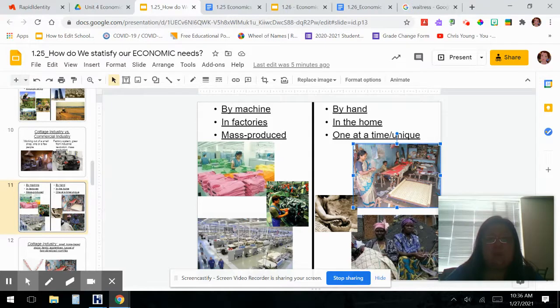Looking on this side, this looks like maybe someone's home. And on this one, we have two ladies that are sitting together and working, and you can tell that they're working by hand. This is like a table, but in neither picture do I see like a fancy machine. And it looks like it's taking time to make these because they're doing it with their hands. So are they going to be making one or two a day, or are they going to be making hundreds a day? Okay. So keeping that in mind, is it going to be commercial or is it going to be cottage?